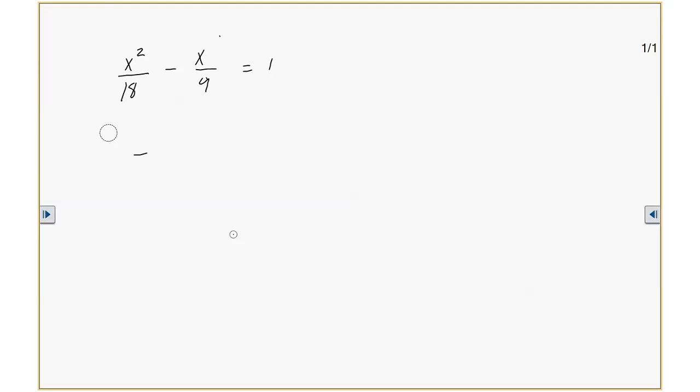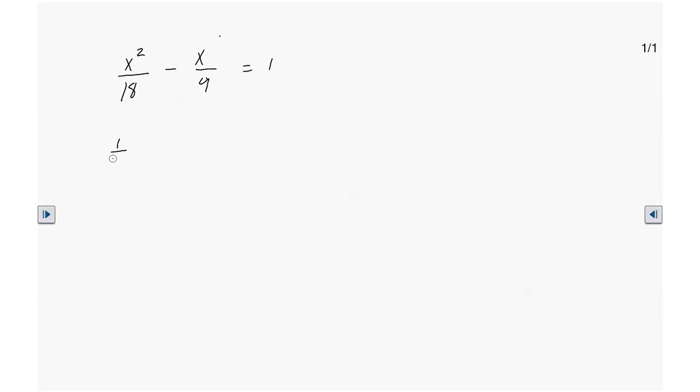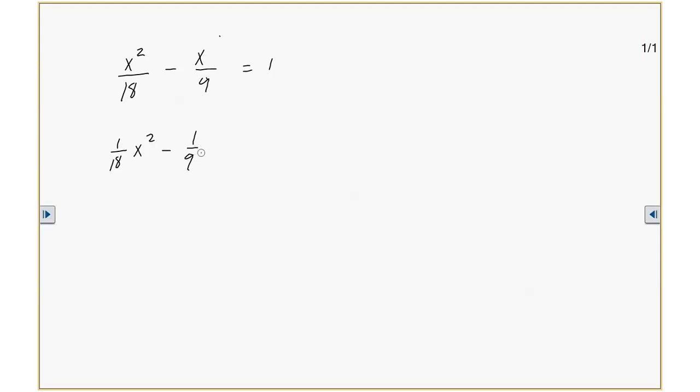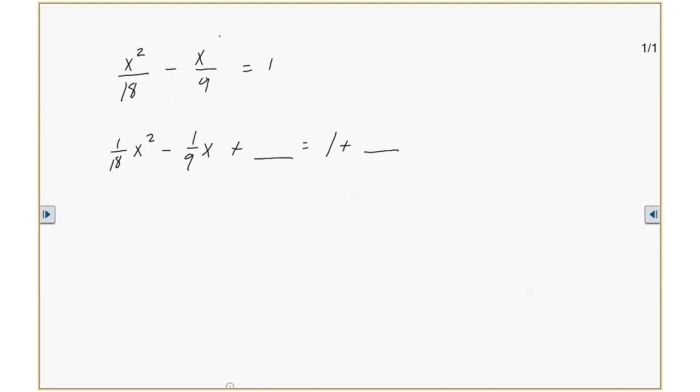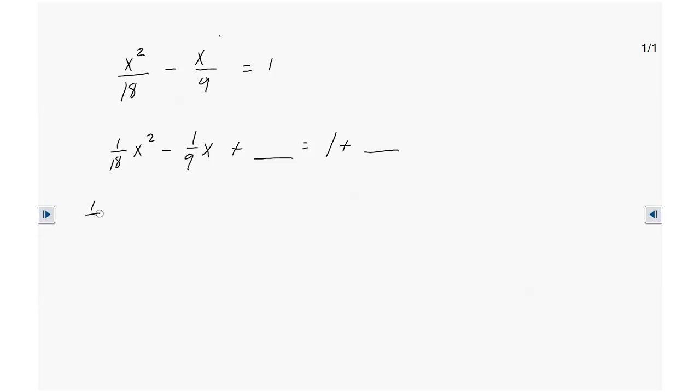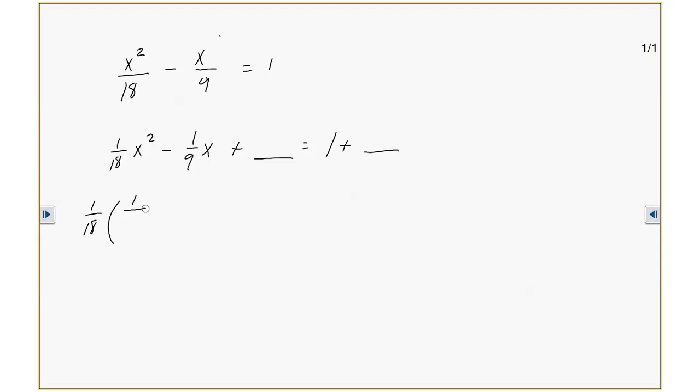Okay, that means y'all be quiet, because y'all are not talking about math. 1 over 18 x squared minus 1 over 9 x plus 1 is equal to 1 plus 1. Factor out 1/18. When you do that, you're actually dividing.